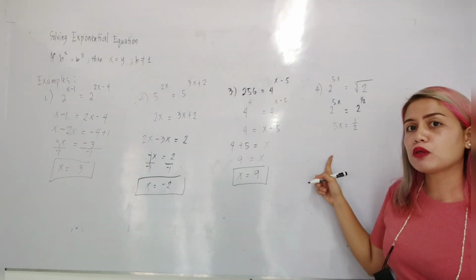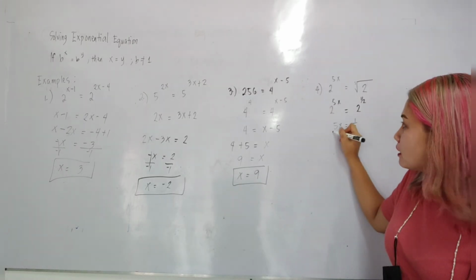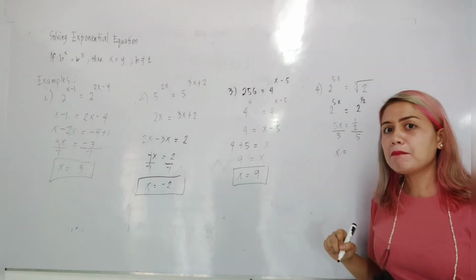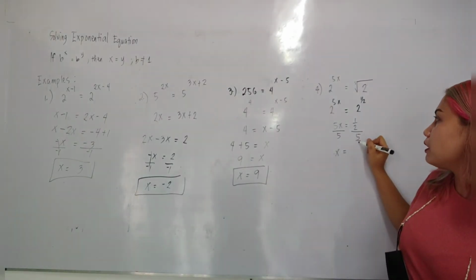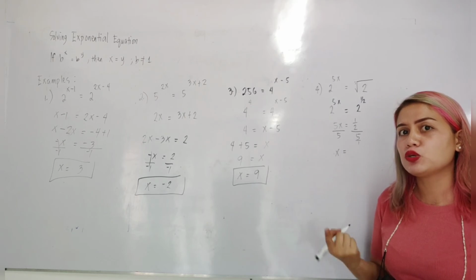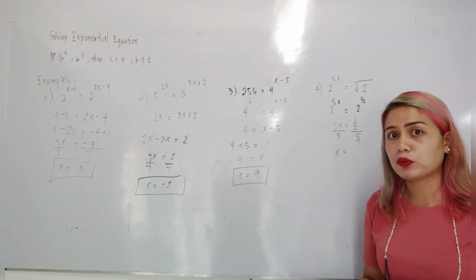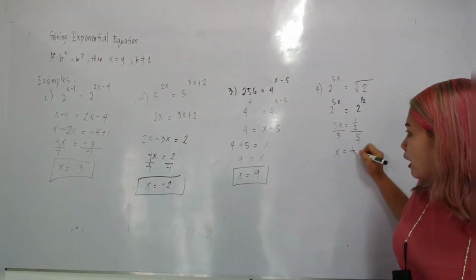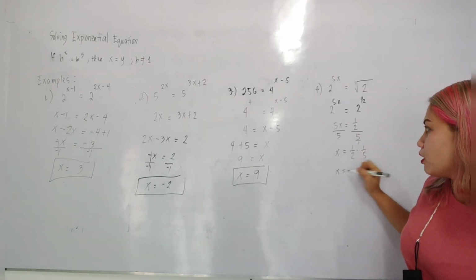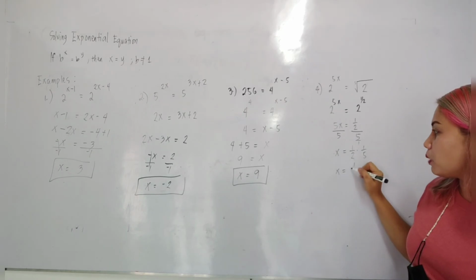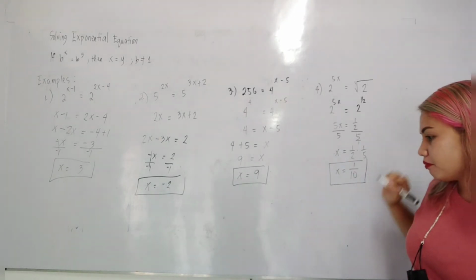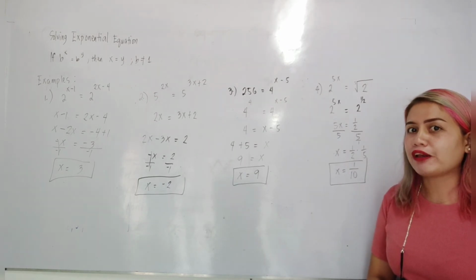In order for us to solve for the value of x, we divide both sides by 5. And remember that 5 can be written as 5 over 1. If you are dividing a fraction, you can do it by multiplying by the reciprocal of the divisor. So you have 1/2 times 1 over 5. That is 1 times 1 is 1, 2 times 5 is 10. So the value of our x is 1 over 10.